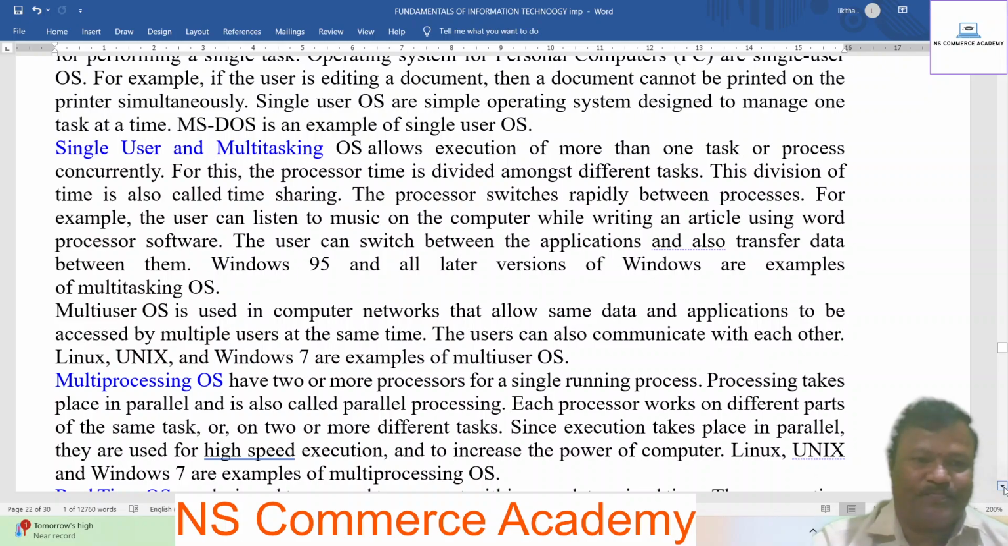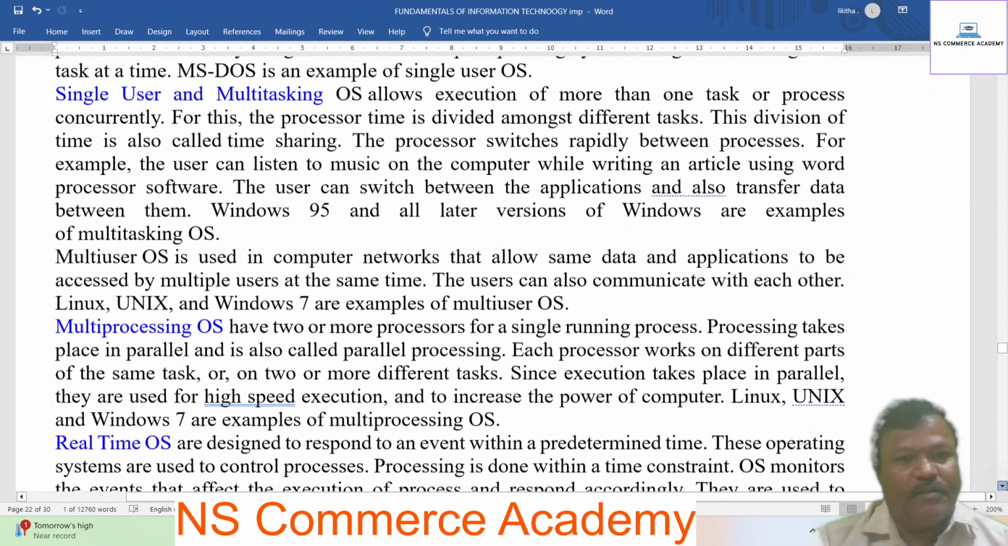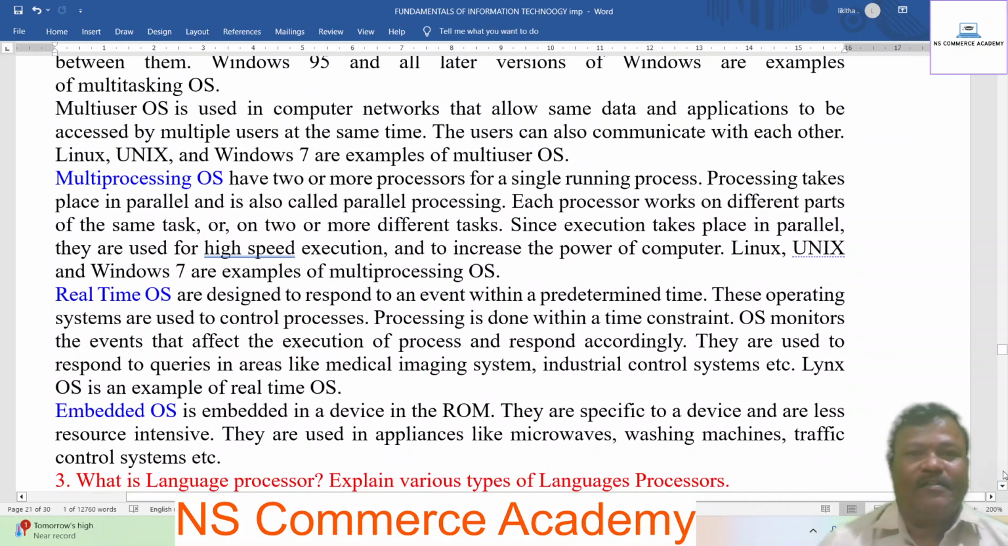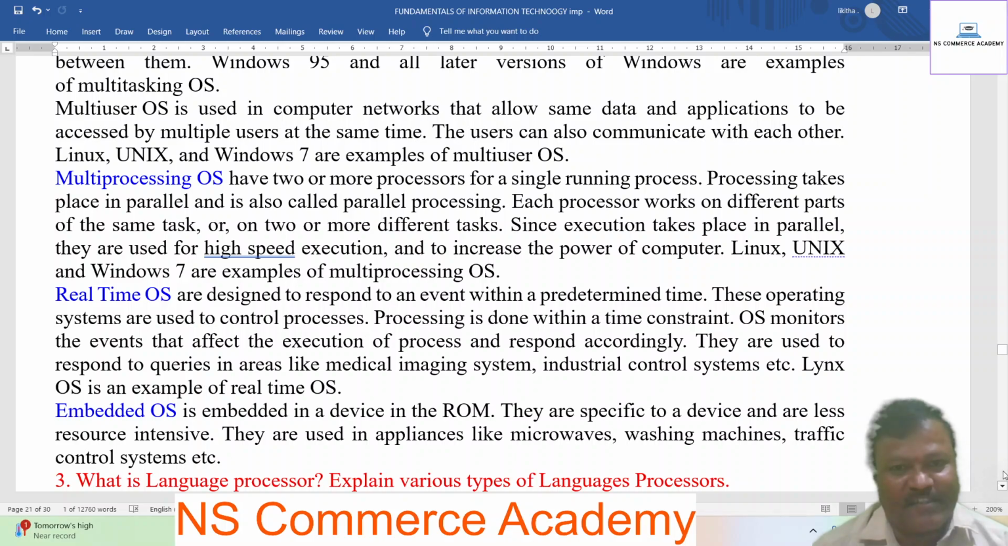Multiprocessing operating systems have two or more processors for a single running process. Processing takes place in parallel and is also called parallel processing. Each processor works on different parts of the same task or on two or more different tasks. Since the execution takes place in parallel, they are used for high speed execution and to increase the power of computers. Linux, Unix, and Windows 7 are examples of multiprocessing operating systems.